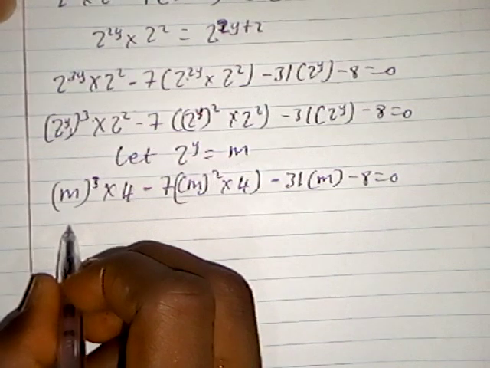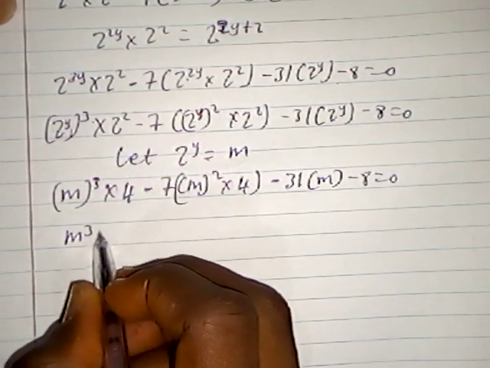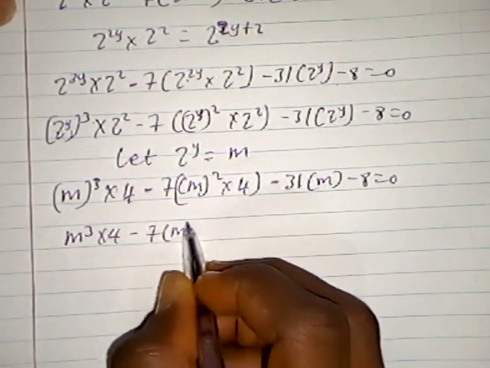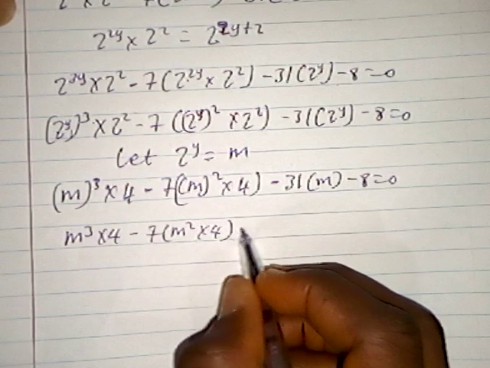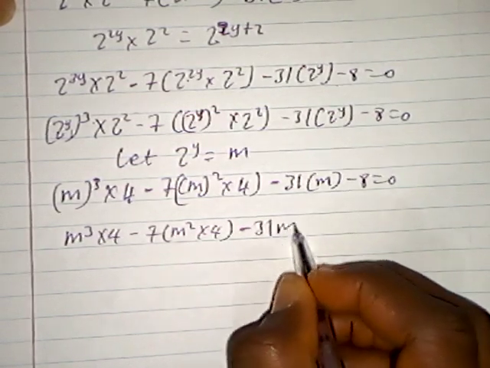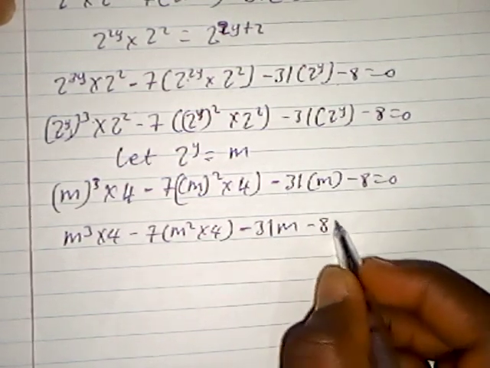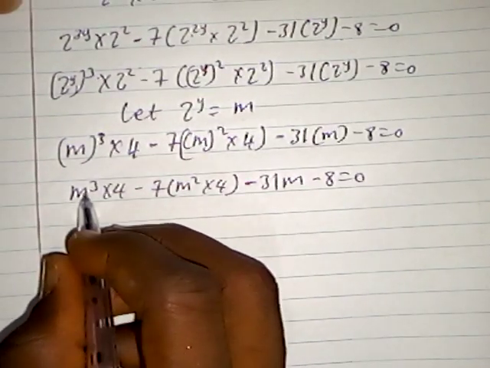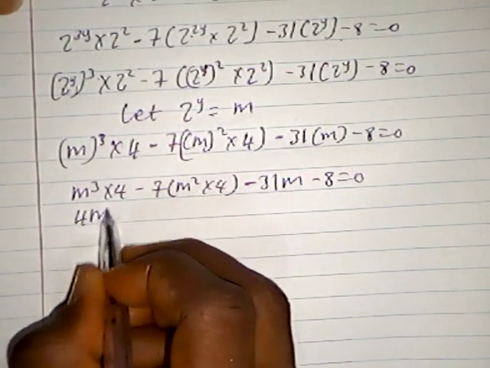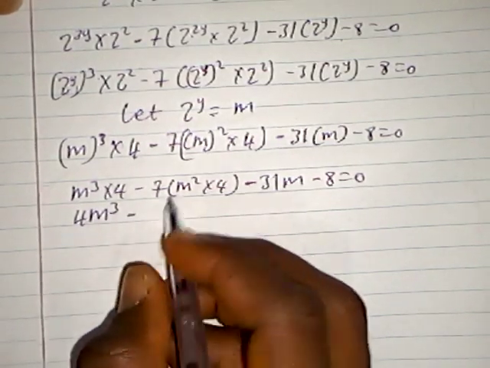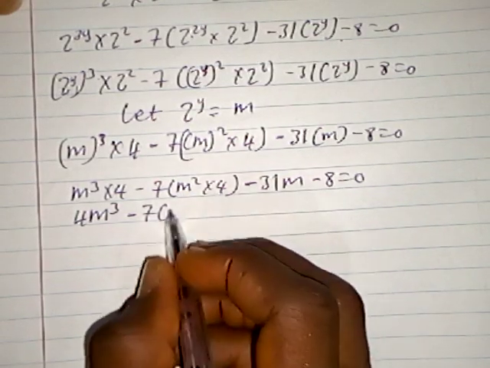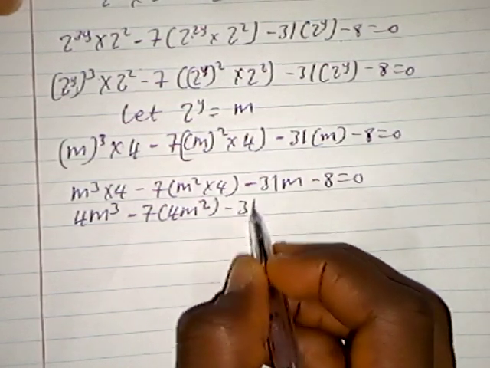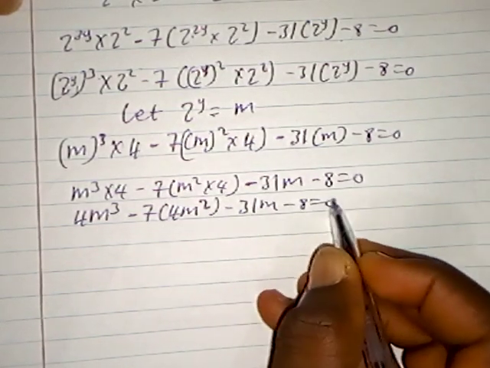Do you see it? So it's going to give you m cubed times 4 minus 7 bracket m square times 4, right? Minus 31m. 31 times m is 31m minus 8 equals to 0. Is it understandable? Good. What next? m cubed times 4 is 4m cubed. You see it? Minus 7 into m square times 4 is what? 4m square. Right? Good. Minus 31m minus 8 equals to 0.